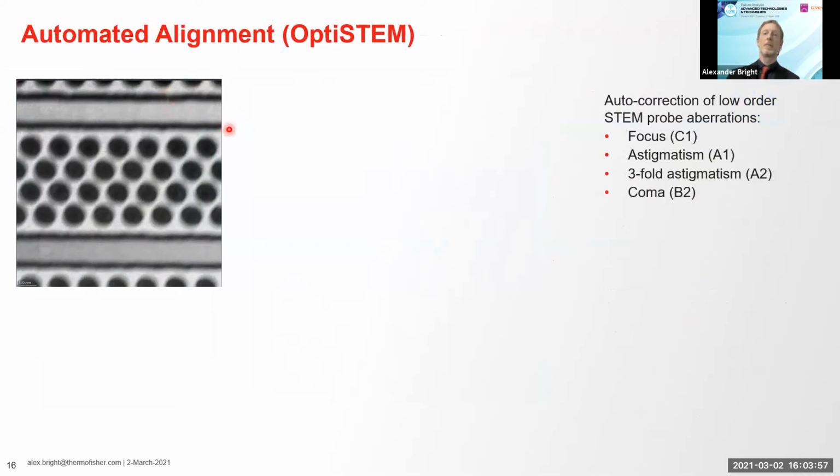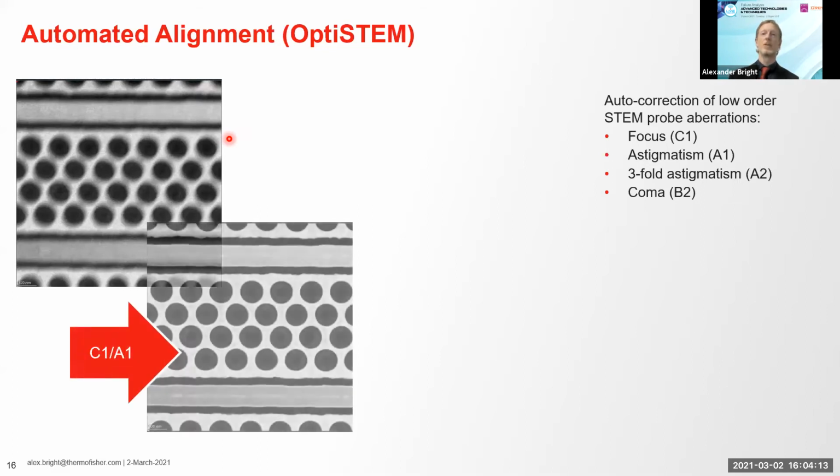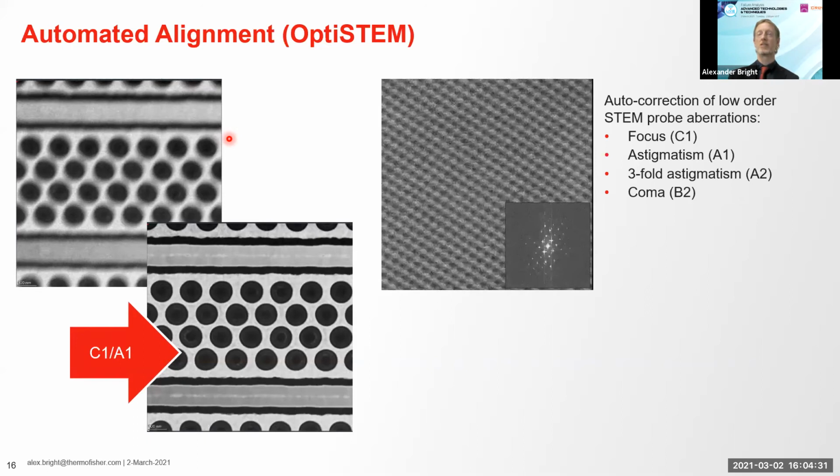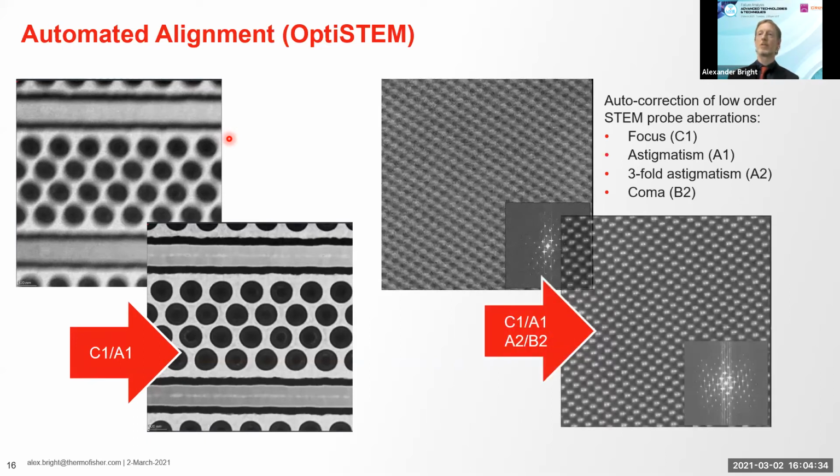So this is about OptiSTEM. This is another important software package that we have on our STEM instruments. It automatically tunes the STEM probe. So you can go from an out of focus and astigmatic image to a sharp in focus image just by a single button click. So even users who do not have much experience can get really high quality results on a range of samples without needing a long training process. And this works at medium magnification and also right up to the resolution limit of the microscope.